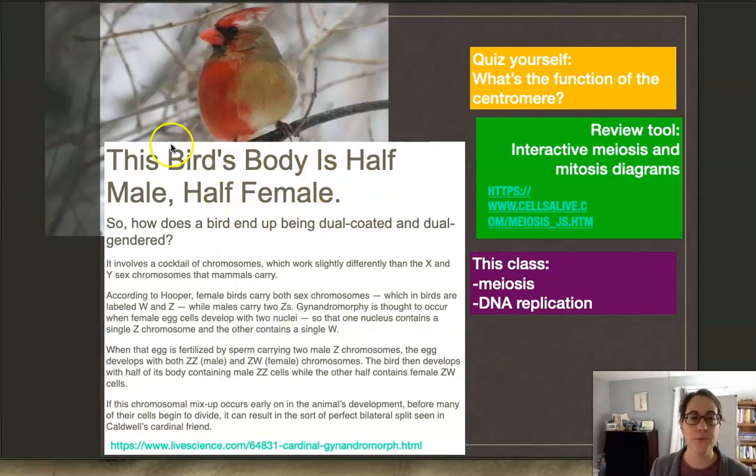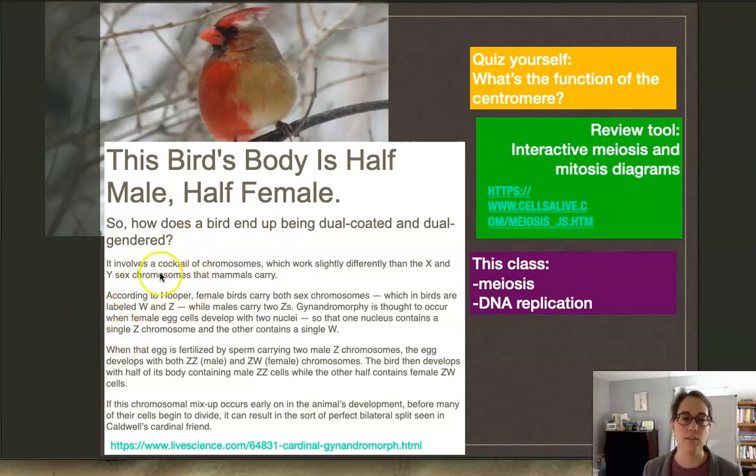So let's go back to this cardinal that's half male and half female. This is most likely a case of a mutation, but not the normal kind of mutation where you change a single base pair or a few base pairs. It seems like this is the improper segregating of either entire chromosomes, or as it's suggested here in the text, the egg cell actually had two nuclei, carrying one chromosome for each of the different sexes.